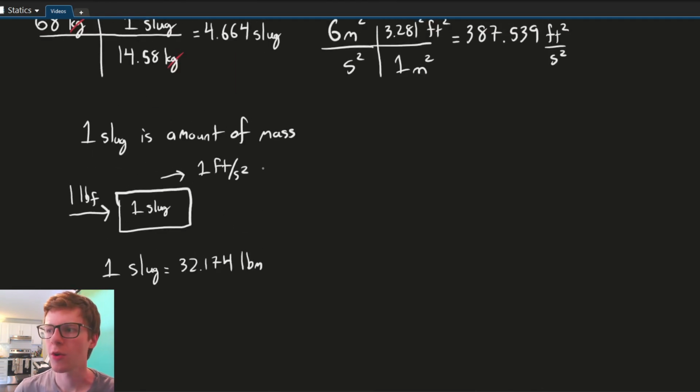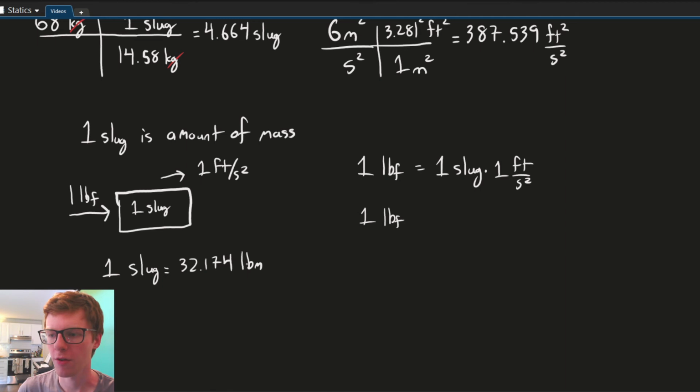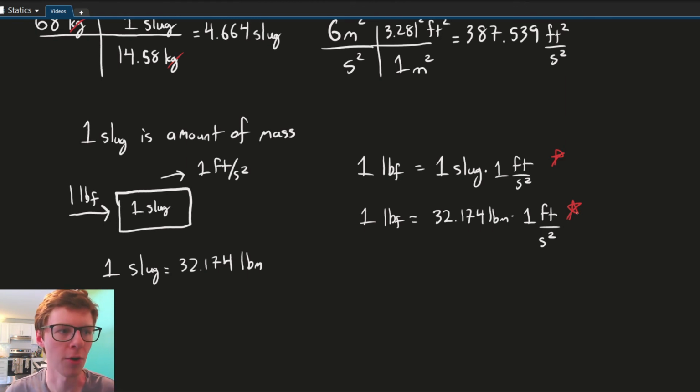The key equations that you want to keep in mind with the slug that are going to help you with the definitions is 1 pound force equals 1 slug times 1 foot per second squared, and 1 pound force, if we do this substitution here, equals 32.174 pound mass times 1 foot per second squared. You're going to want to keep these two equations on a cheat sheet for a note.